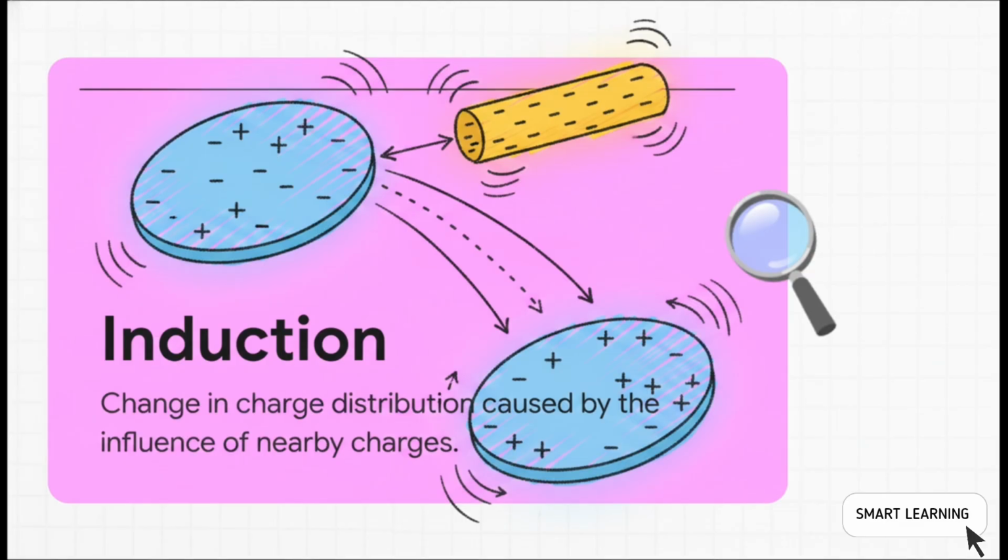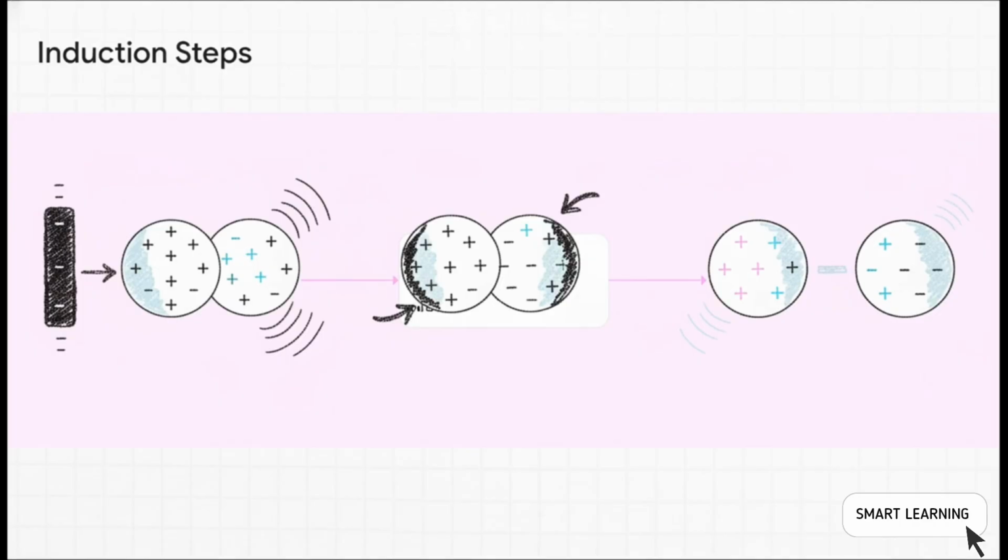The object itself isn't gaining or losing electrons to something else. Its internal electrons are just rearranging themselves because they sense a charge close by. No physical contact is required at all. Let's walk through exactly how this works step by step so you can really mentally map this invisible electron movement.